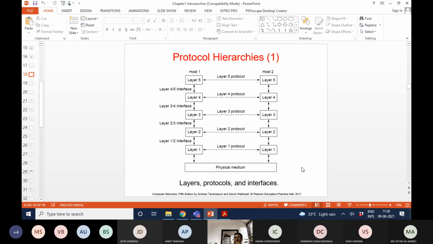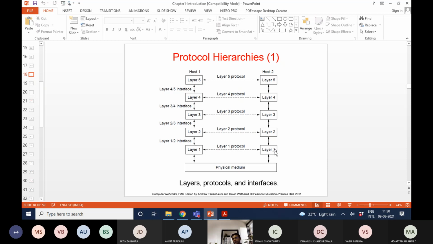Here you can see this is host 1 and this is host 2. We don't consider them a sender or receiver because we don't know who is the sender and who is the receiver. So we are just saying that one is host 1 and another is host 2. Both of them have the same hierarchy of protocols, so here we are using the 5 layering concept for host 1 as well as for host 2.